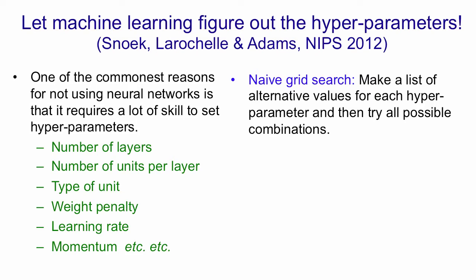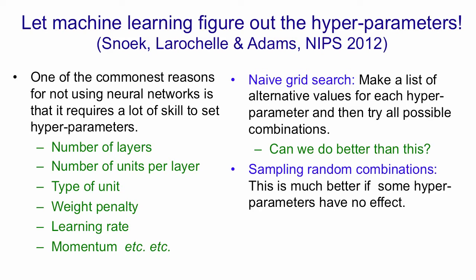That is, for each of these hyperparameters, you make a list of alternative values, and then you try all possible combinations of values. You can see that this is going to blow up if you have more than a few hyperparameters. You're going to end up with many more combinations than you can possibly try. It turns out that there's something that's considerably better than doing a naive grid search. We can just sample random combinations. That is, for each hyperparameter, we make a list of alternatives, and then we pick one thing randomly from each list.